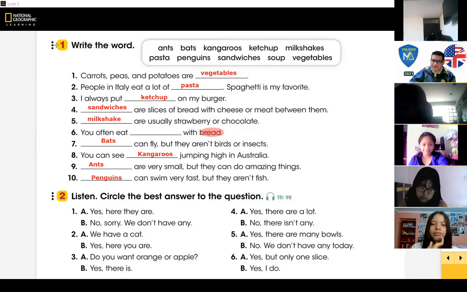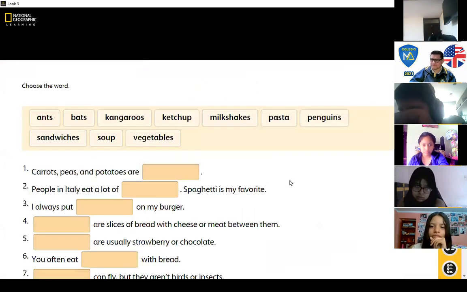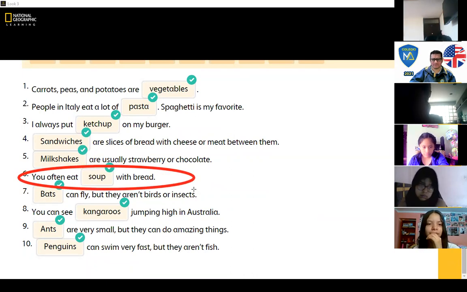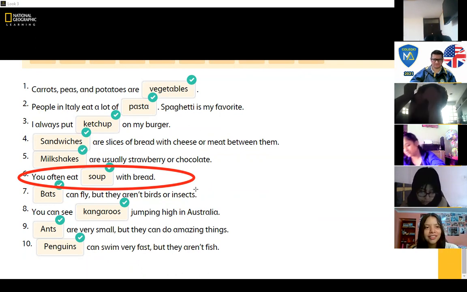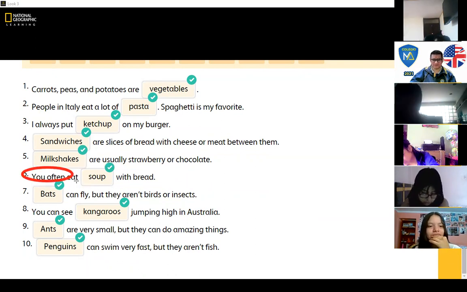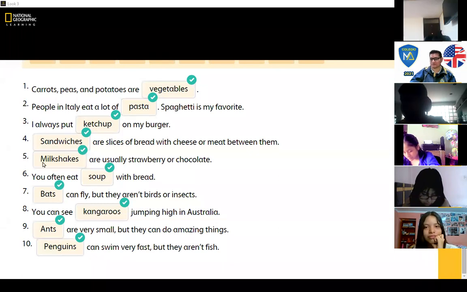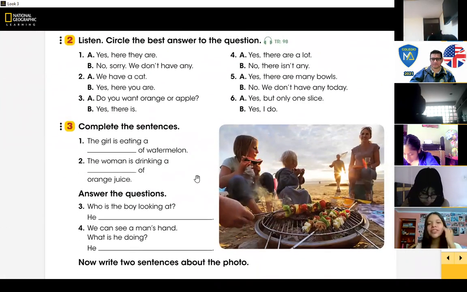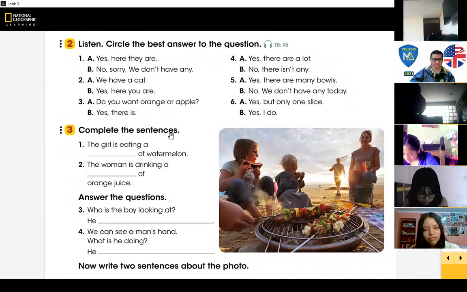Let's check the answers, yeah? Okay, let's do this. Pero si se dan cuenta, I don't find the sense here. No le encuentro el sentido aquí. You often eat soup with bread. O sea, sopa con pan. Muy raro. That's really strange. Esta oración debería ser negative, ¿no? You don't often eat soup with bread. Si dices you don't often, es como decir tú casi nunca. It's rare. Tú casi nunca tomas sopa con pan, ¿no? Ahí sí tendría más sentido, ¿ya? Sometimes there are some mistakes. A veces hay algún mistake por ahí, como en este caso, ¿ya?